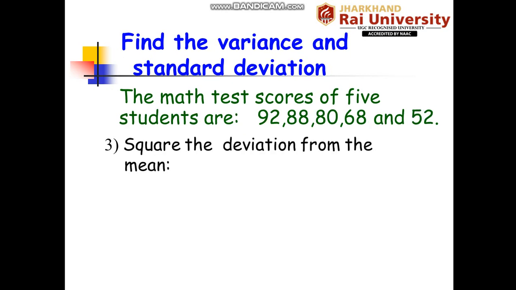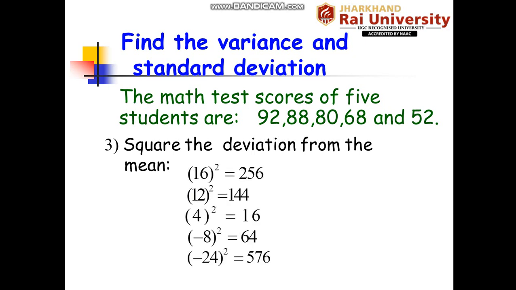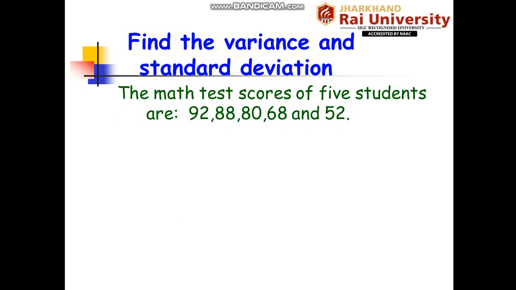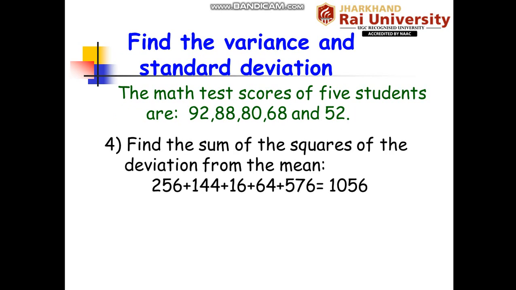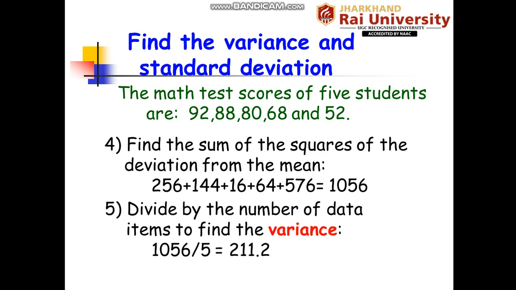After that we have to calculate the square of the deviation. So 16 square is 256, 12 square is 144, 4 square is 16, minus 8 square is 64 and minus 24 square is 576. After calculating this, we have to calculate the sum and the average. So the sum is 1056 and we divide it by 5, the number of data items, so that we get the variance as 211.2. So this is the formula to calculate the variance.